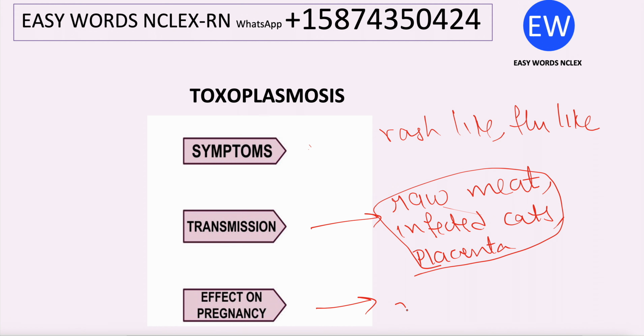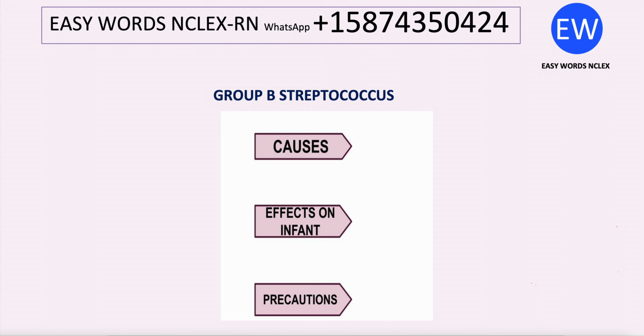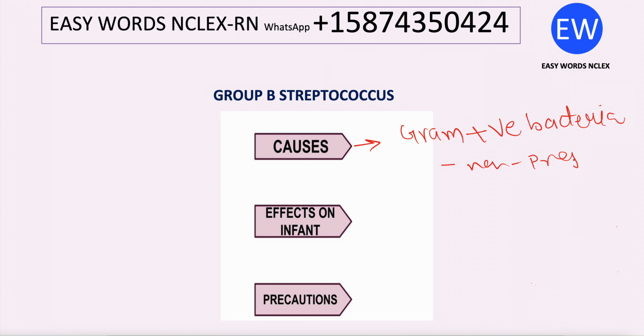Effects on pregnancy: it causes miscarriage during the first trimester of pregnancy. Next are other infections. Other infections, group B streptococcus infection. What are the causes of group B streptococcus infections? It is caused by gram-positive bacteria, which colonizes the rectum, vaginal area, and urethra in a pregnant or non-pregnant client, and it also transmits to the fetus during vaginal delivery.